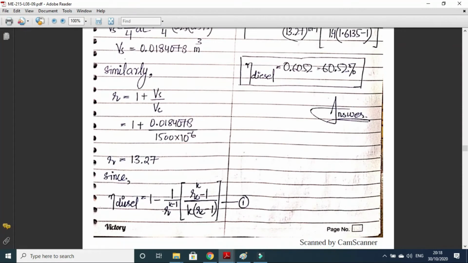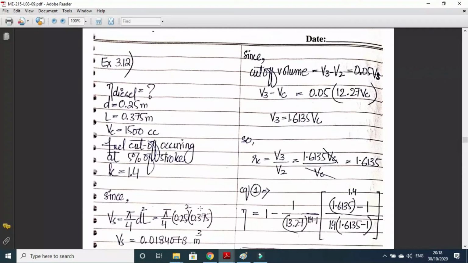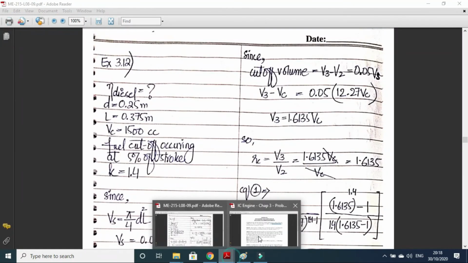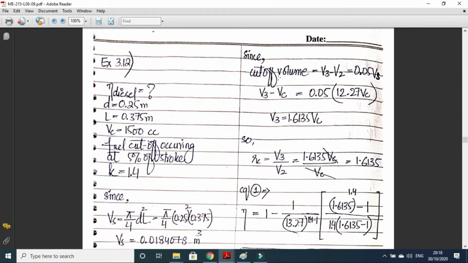Now if we look at the formula of diesel efficiency, we need R, we need K, and we also need RC, the cutoff ratio. We know R, we know K, we need to know the cutoff ratio. For the cutoff ratio, this statement is given: fuel cutoff occurring at 5% of the stroke. So we can write cutoff volume, V3 minus V2, is equal to 0.05 swept volume. Now how do we get this?